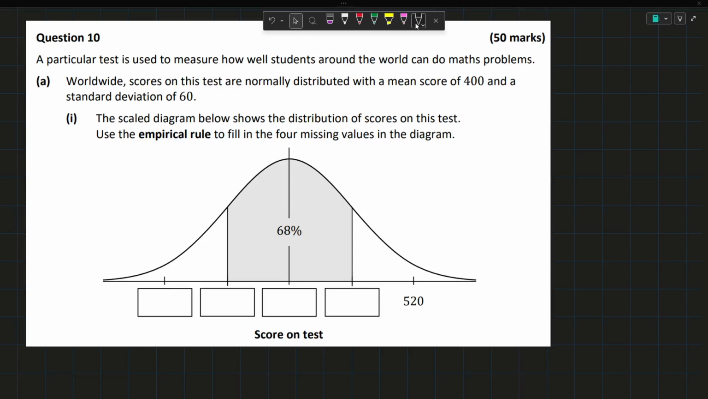This 2025 paper 2 question 10, we're given a standard distribution here and told to use the empirical rule. So this bit in the middle, that's just the mean always. That's how the standard distribution works. So we just have 400 because that's the mean, we're told that.